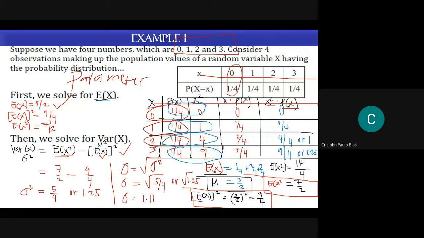So, let's try naman the sample. How about in solving sample? Actually, halos parehas lang ng ginagawa. Pero, kailangan makapag-construct muna tayo ng sampling distribution table natin before tayo magsagot, before natin gawin tong part na to. Ano nga hanapin? Hanapin muna tong probability mass function ng ating sampling or the samples. So, let's try.